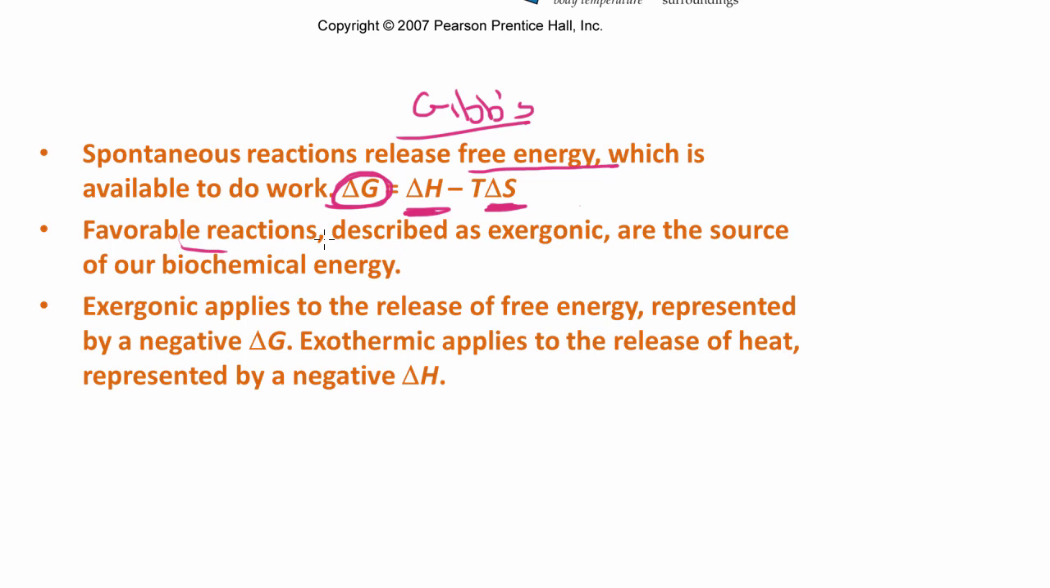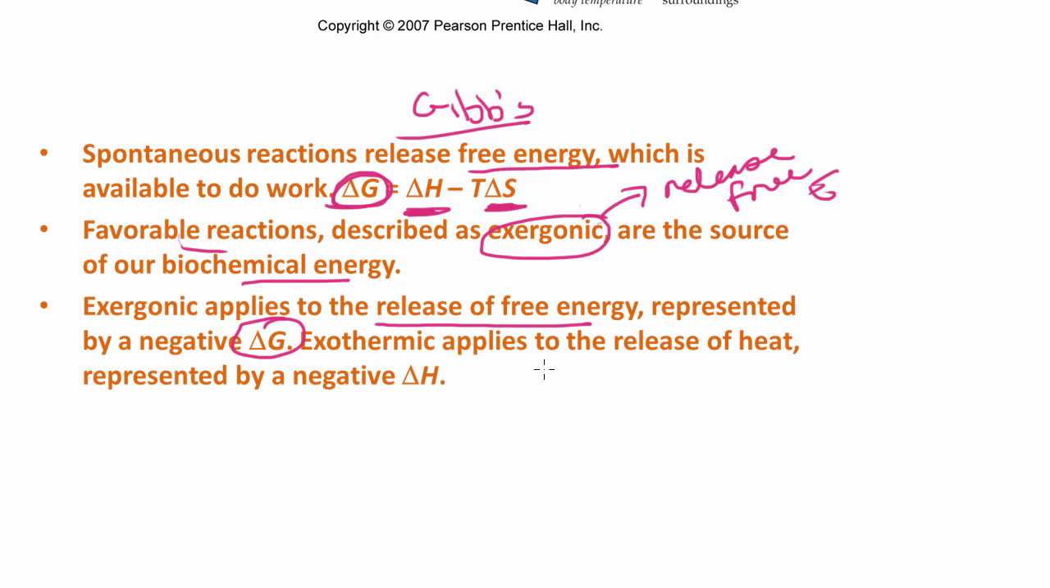So we describe favorable reactions as being exergonic, and these exergonic reactions release free energy. And these are the source of our biochemical energy. So again, as I said, exergonic applies to the release of free energy. That free energy then is available to do work. And we represent that by a negative delta G, okay?